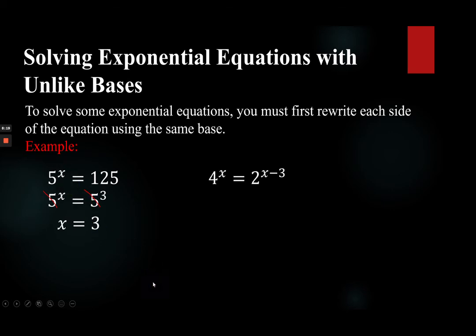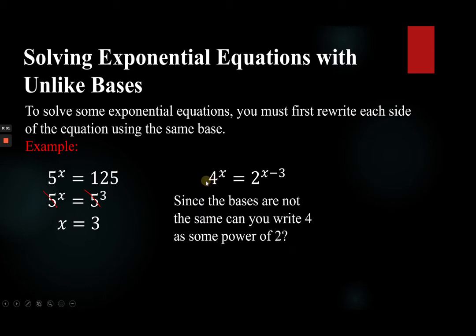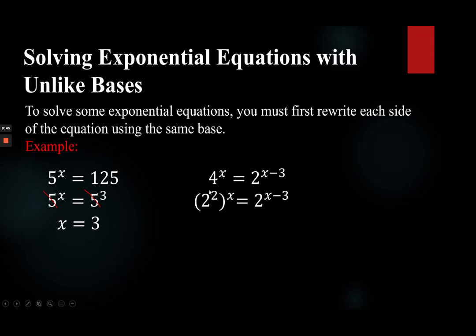Let's have another example. So this looks familiar now, which we have unlike bases, 4 and 2. 4 raised to x is equal to 2 raised to x minus 3. So this is the one that we need to rewrite. To explain, since the bases are not the same, you can rewrite 4 as some power of 2. So what will be the power of 2 to become 4? Very easy, 2 squared. The 4 becomes 2 squared.